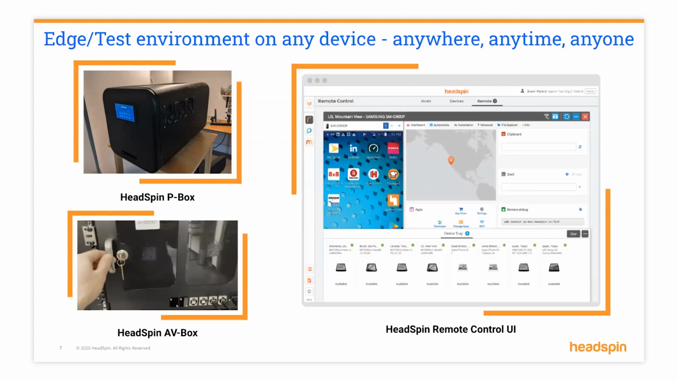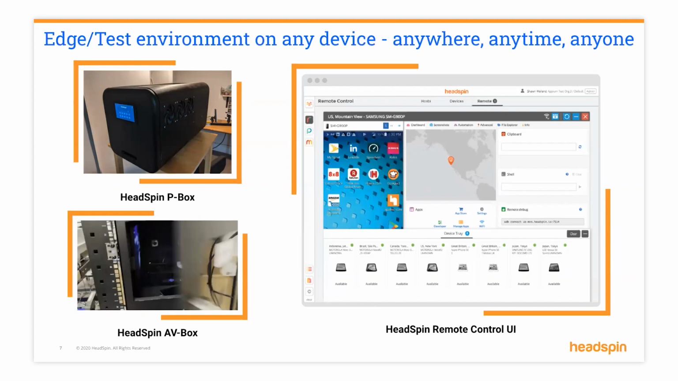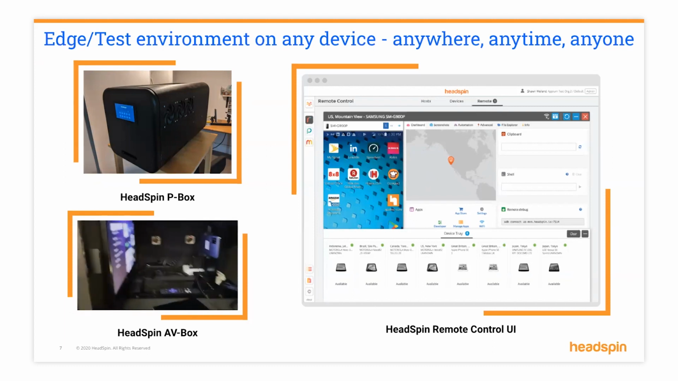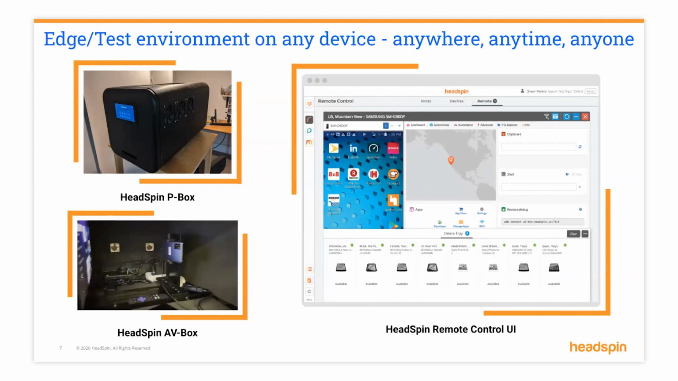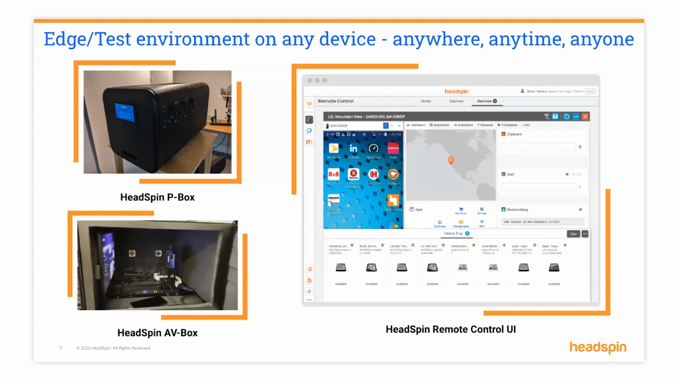The cloud deployment is our most popular option. And in this model, you would essentially leverage HeadSpin infrastructure by picking a data center in any one of our 100 locations globally and deploy the devices of your choice.